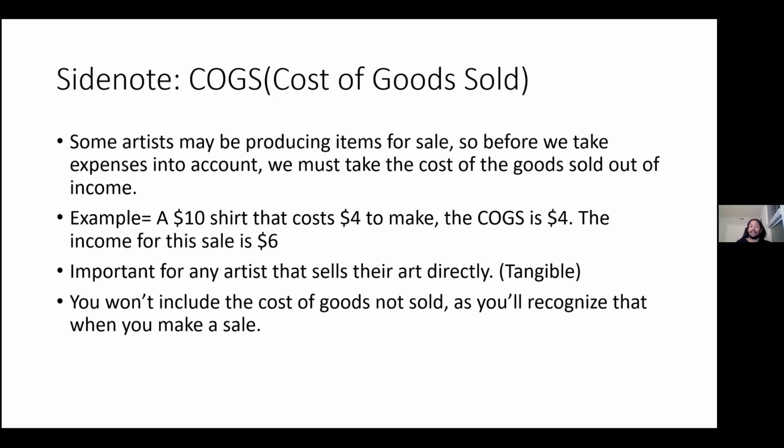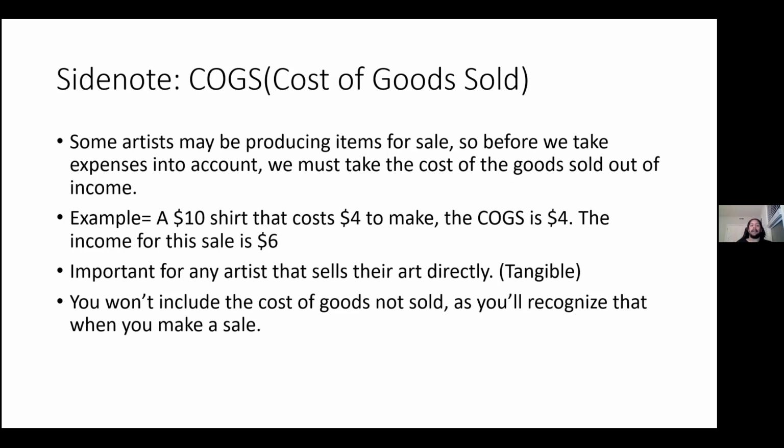So a $10 shirt that costs $4 to make, the cost of goods sold is $4. So you put $4 in it to make a $10 shirt. The income for the sale is $6. So we have to take that $4 out of your income portion. If you just sold one shirt, then in the income portion you would have 10, but then we're going to subtract the cost of goods sold, 4, so it'll make your total income 6 in that regard.